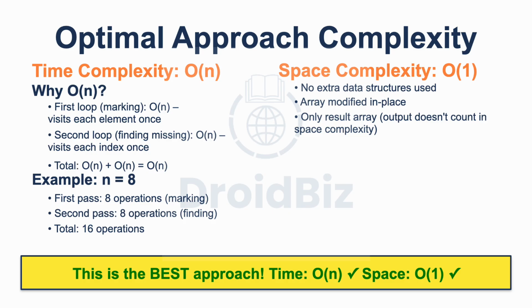Now for space complexity, it's big O of 1. We don't use any extra data structures. The array is modified in place. We only use the result array, and remember, output doesn't count in space complexity analysis. This is the best approach. The time complexity is big O of n. The space complexity is big O of 1. This solution demonstrates optimal thinking by achieving linear time with constant space.